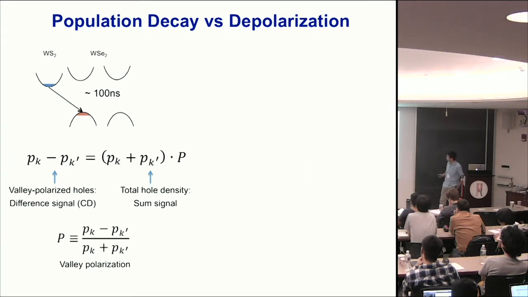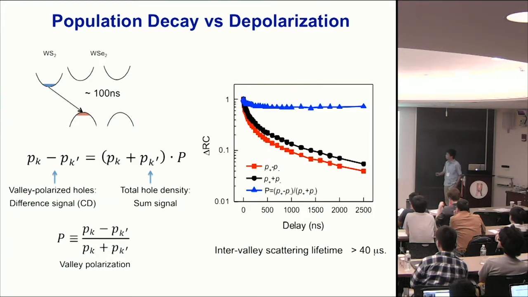That also will change the overall circular dichroism signal. So as a result, the circular dichroism signal can have two contributions. Basically, one is the overall population decay, and the other one is the valley polarization, basically the difference between the K and the K prime contribution. So what you can see is that this is the overall circular dichroism signal. It can be written as the total hole density, which is related to population decay, and the valley polarization defined by this. So that actually tells us the inter-valley scattering time.